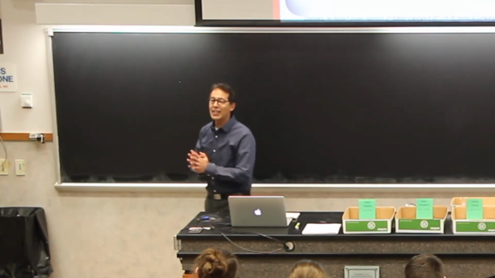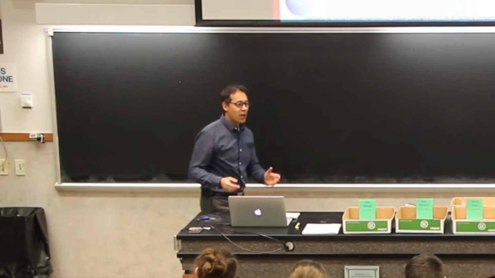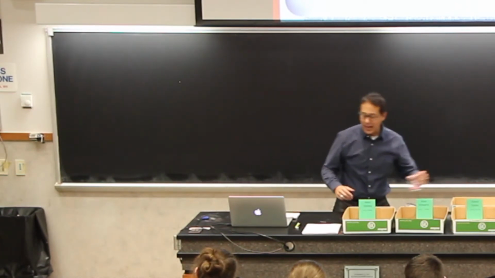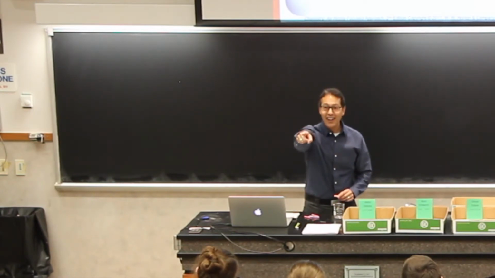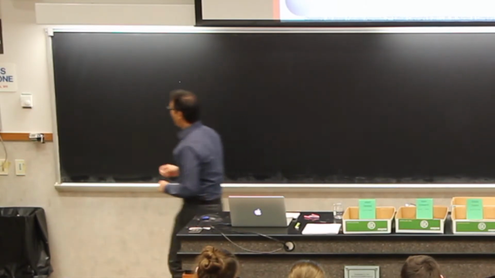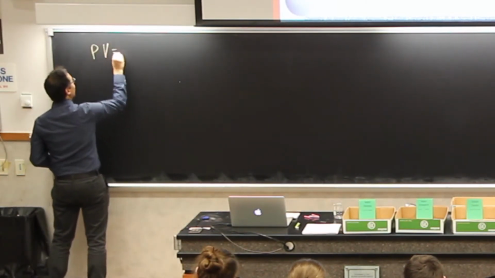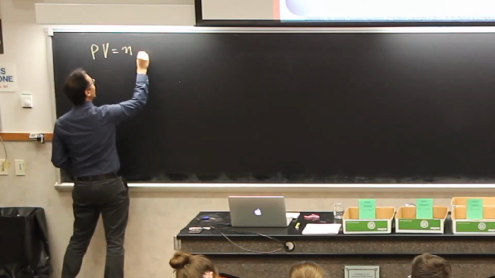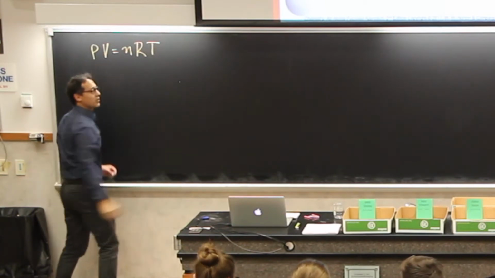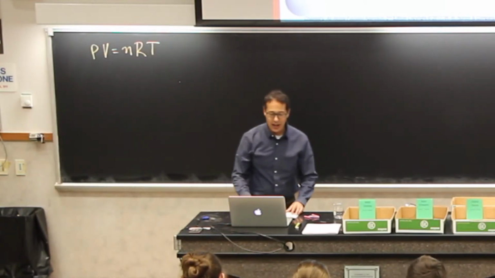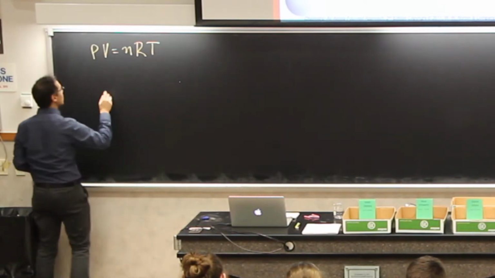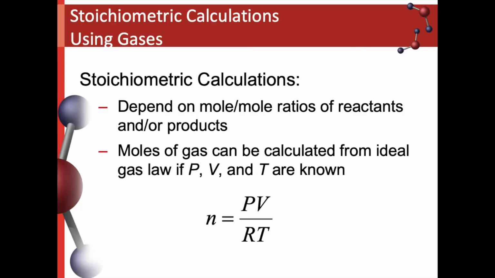Today we're going to take a look at stoichiometry and the gas laws. We've done the ideal gas law. The ideal gas law is PV equals nRT. This is what we refer to as our ideal gas law. Now we can rearrange this and solve for moles: n is equal to PV over RT. This allows us to do stoichiometry because stoichiometry is in moles.